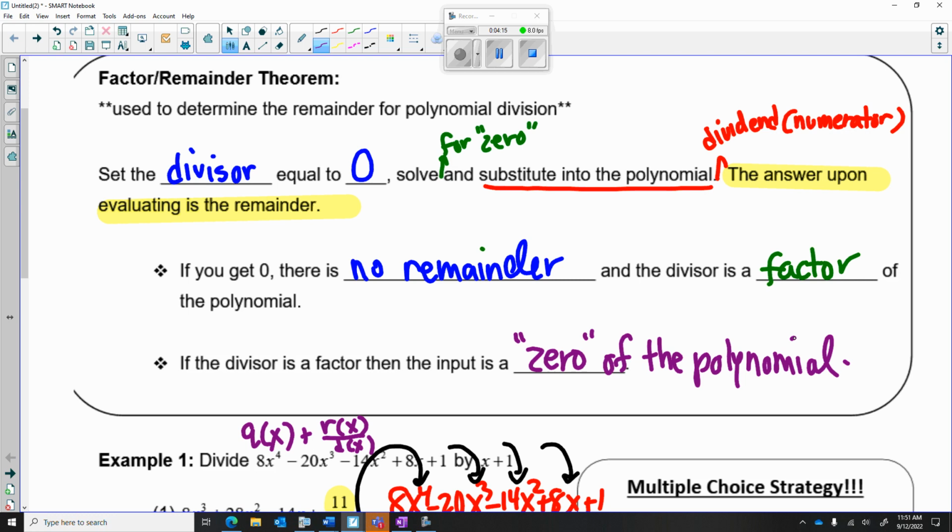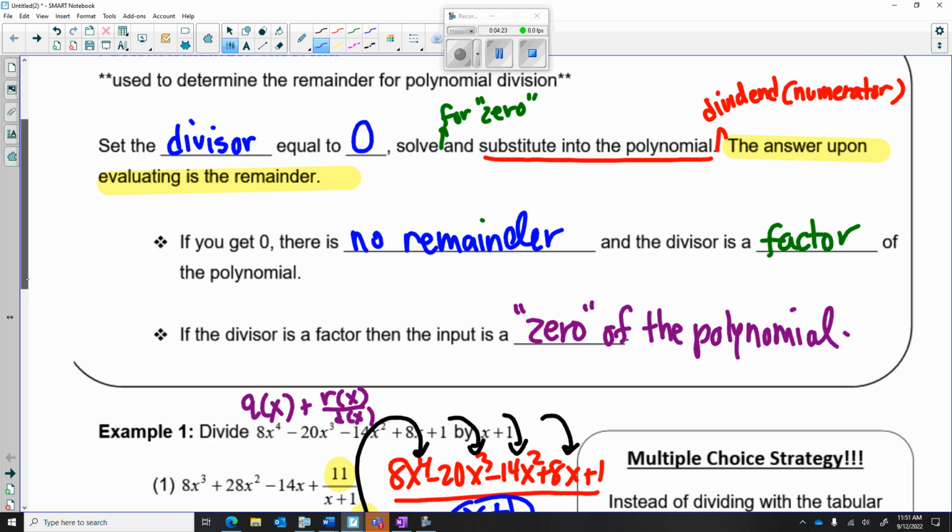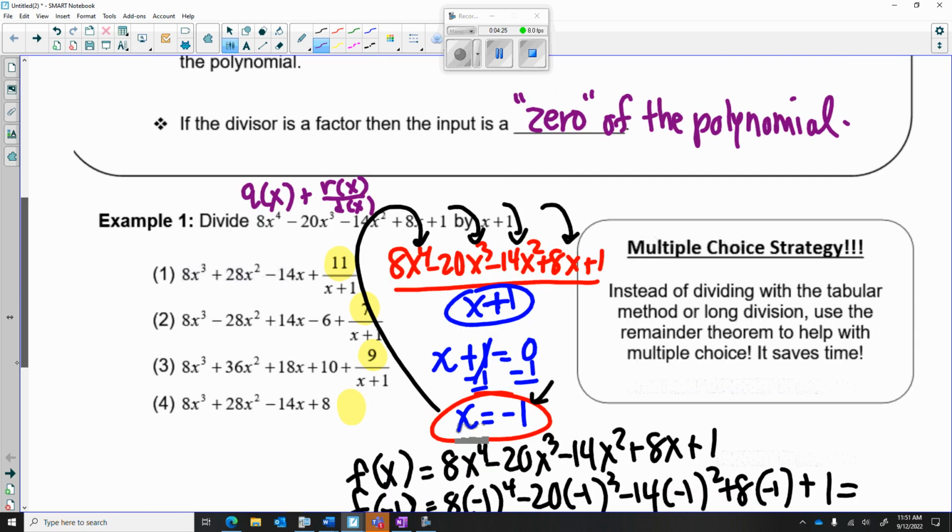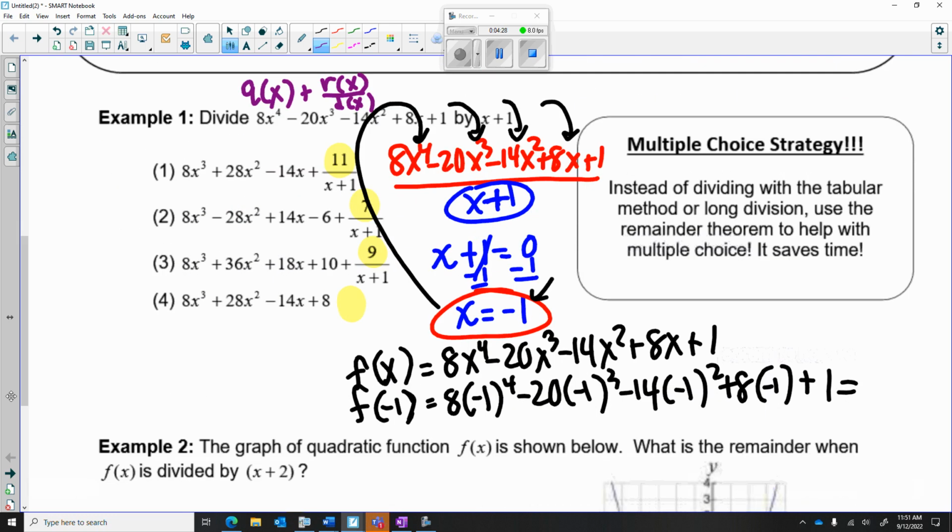So let's remember our steps. We're going to take what we're dividing by and set it equal to 0, then plug the number that we got into the numerator and see what we get. What we get is going to be the remainder. All right, so here you have what we were just doing. We took x plus 1, set it equal to 0, and got negative 1, and now I could do this step in a few different ways.